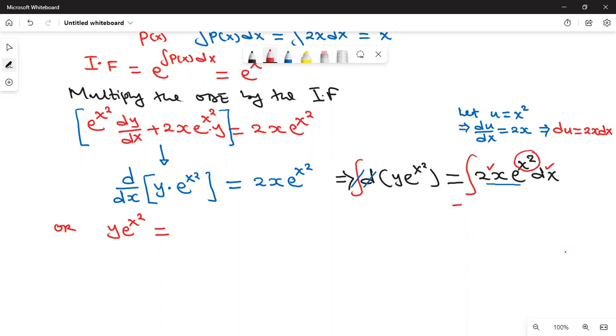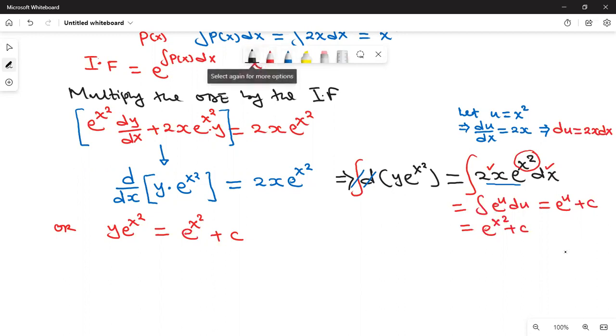So this integral can as well be written as the integral of exponential u du, which will give you exponential u plus a constant c. And what is exponential u? u is the same as x squared, so exponential x squared plus c. You see, now we are adding the constant at the solution step. We don't write it when you're finding the integrating factor. You write it at the final solution.